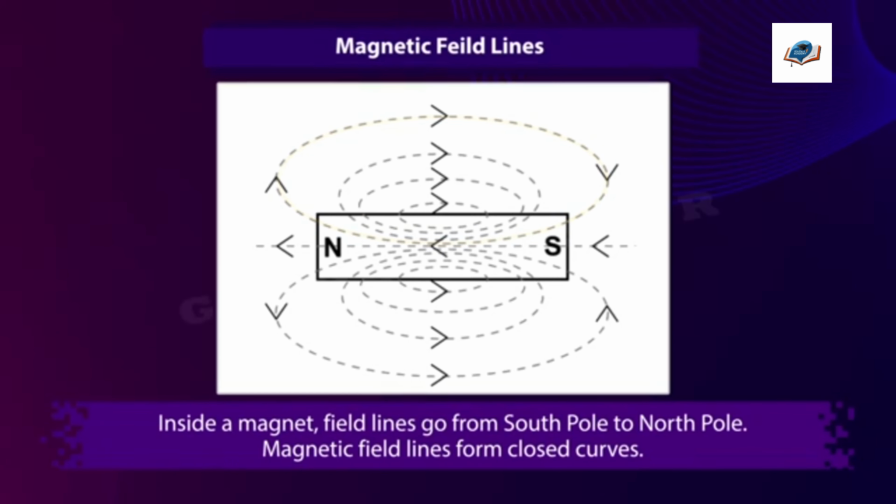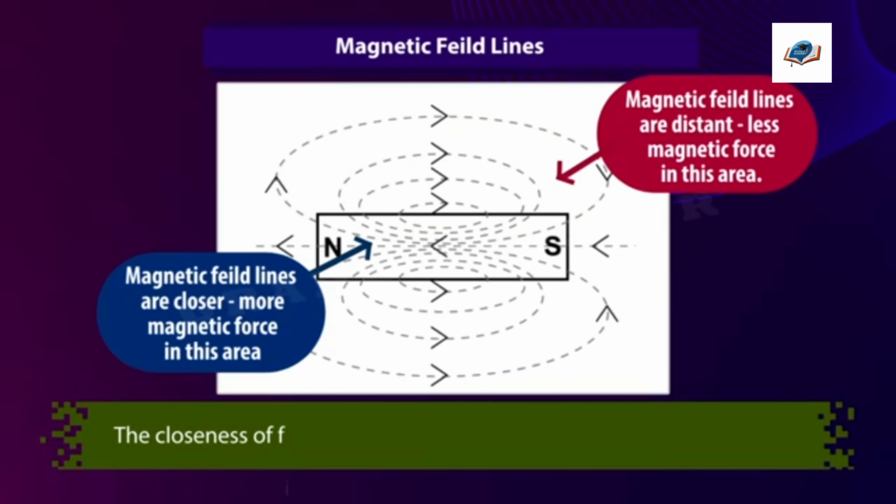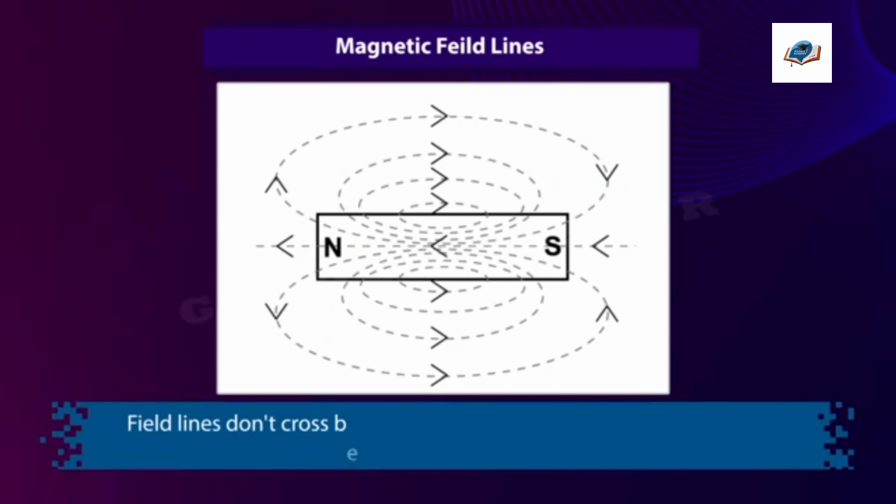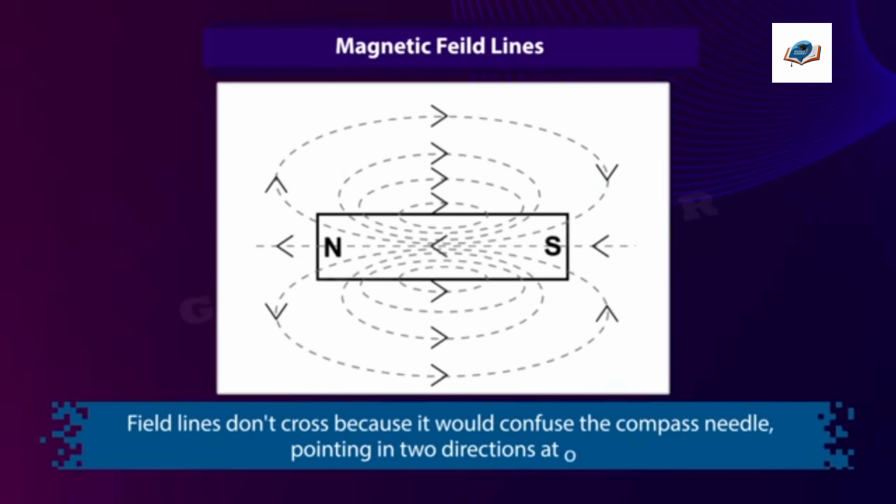Magnetic field lines form closed curves. The closeness of field lines indicates the strength of the magnet. That means stronger fields have crowded field lines, resulting in greater force on another magnet's pole. Field lines don't cross because it would confuse the compass needle, pointing in two directions at once.